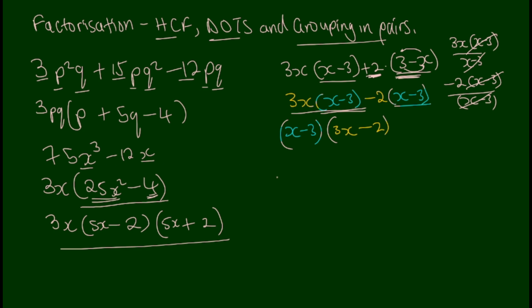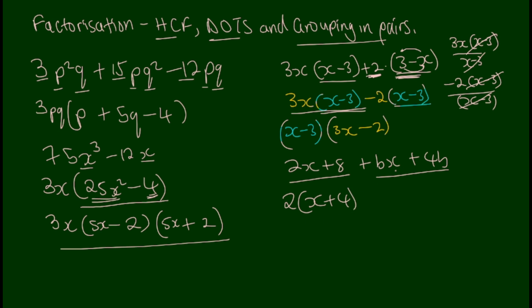And then another one, let's say we have 2x plus 8, and then plus bx plus 4b. Remember, for factorizing, we have highest common factor, difference of two squares, and then the trinomial. Most of the times when you see four terms like this, think about grouping in pairs. Grouping in pairs means you factorize the first pair and then factorize the other pair. If you look at 2x and 8 here, the highest common factor is 2. So you factor out 2, and you remain with x plus 4.